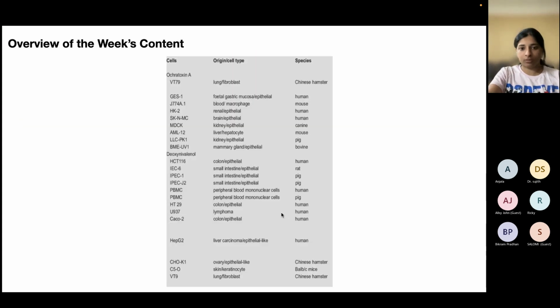And there are many commercially available immortalized cell lines. There are lung cells, epithelial cells, fibroblast cells, kidney cells, there is a macrophage cell line, there are lymphomas. Based on what exactly your question is, what model system you want, there are a lot of different types of cell lines available.